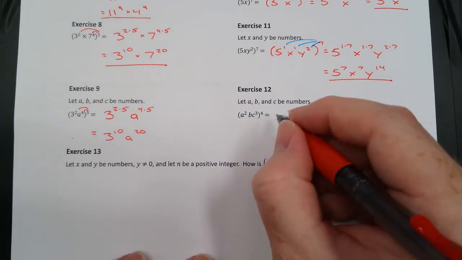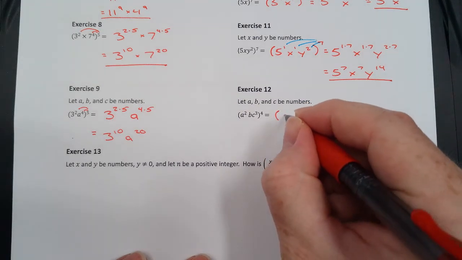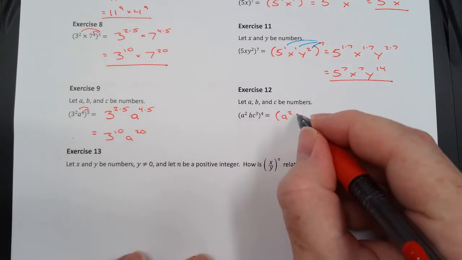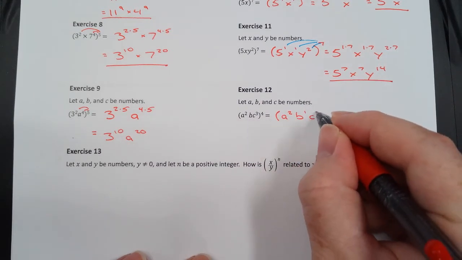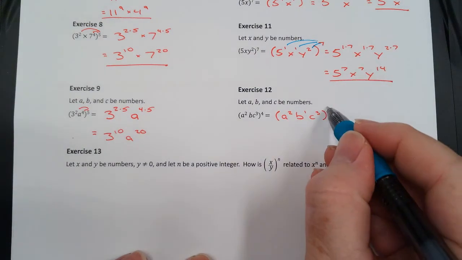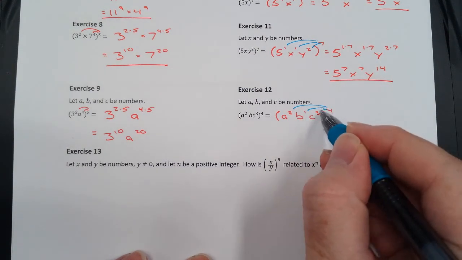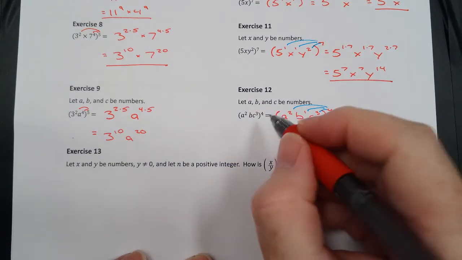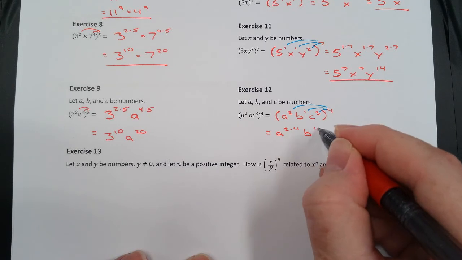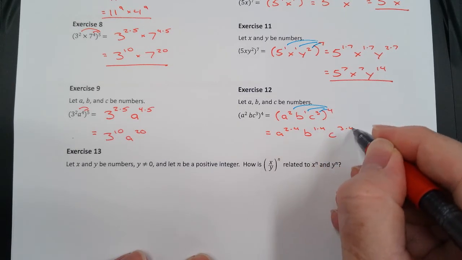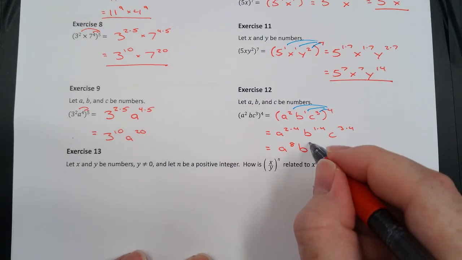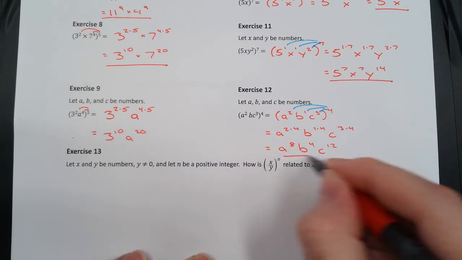Okay, if you're back, you should have, if you look on the inside, b, the exponent is kind of missing. You just say it's b to the first. And this time, the outside exponent gets passed to everything on the inside 3 times. So you get a to the 2 times 4, b to the 1 times 4, c to the 3 times 4, for the final answer of a to the 8th, b to the 4th, c to the 12th.